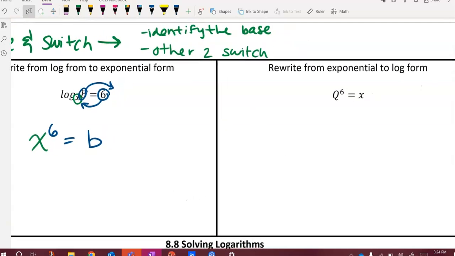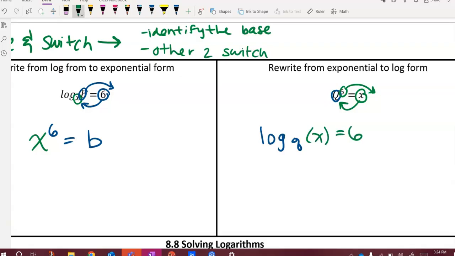What's our base here? Our base is q, so we write the base of the log to be q, and the other two numbers switch places. This one goes outside, and this one in. That's it. That's all we need to do.